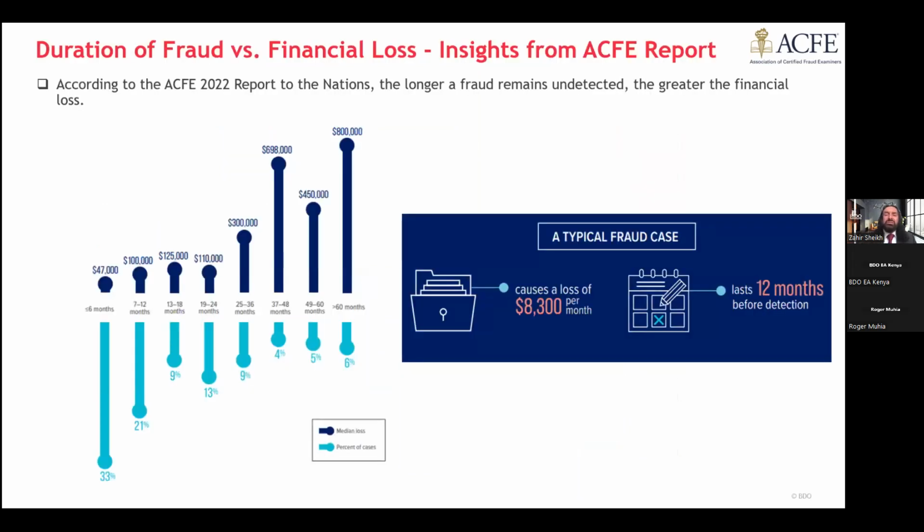On the duration of fraud versus financial loss, you can see basically that the longer a fraud remains undetected, the greater the financial loss. On average, there's a loss of $8,300 per month of fraud going undetected. Typical frauds will last for 12 months. But you can see on that chart, on the long bars towards the right, some frauds will even go on for more than 5 years. When that happens and they're not detected, the average loss is $800,000. So you can see how that steep graph goes up the longer fraud remains undetected.